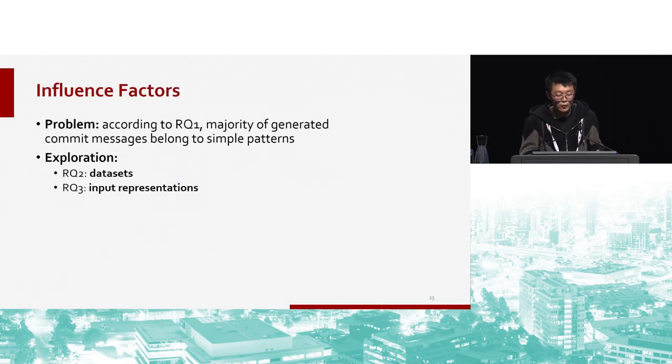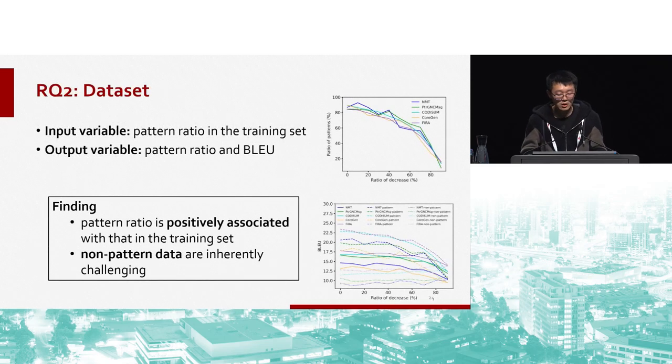According to the first RQ, we know that the majority of the messages belong to simple patterns, so we will explore the potential reasons for it. We will explore from the data sets and the input representations of the code changes. We reduce the pattern ratio in the training set, and we want to observe the ratio and the BLEU in the generated commit messages. According to the first figure, we can notice that the pattern ratio is positively associated with that in the training set.